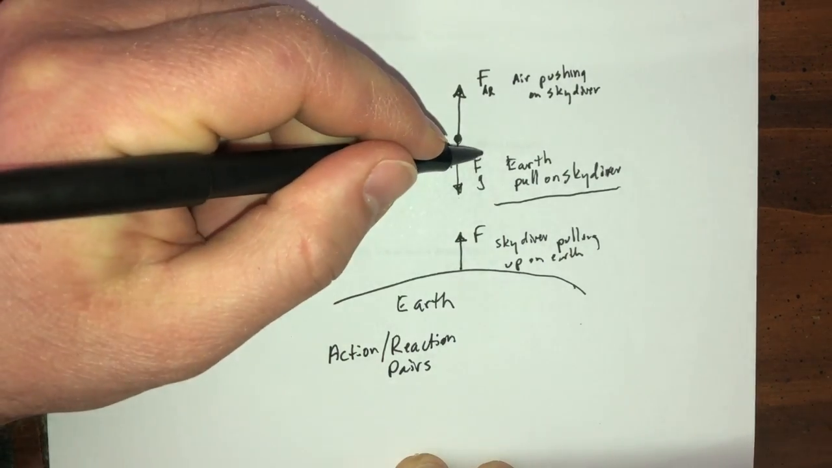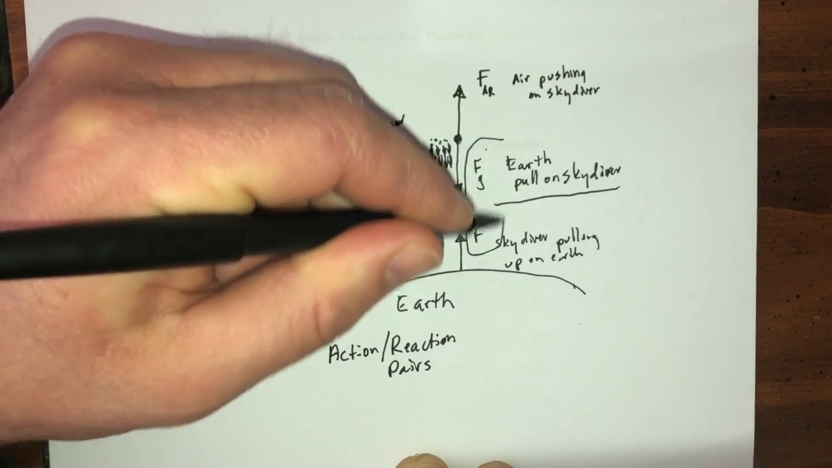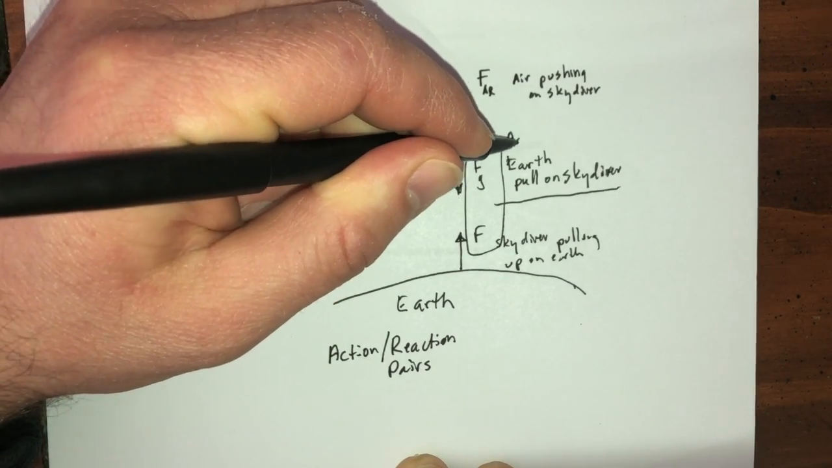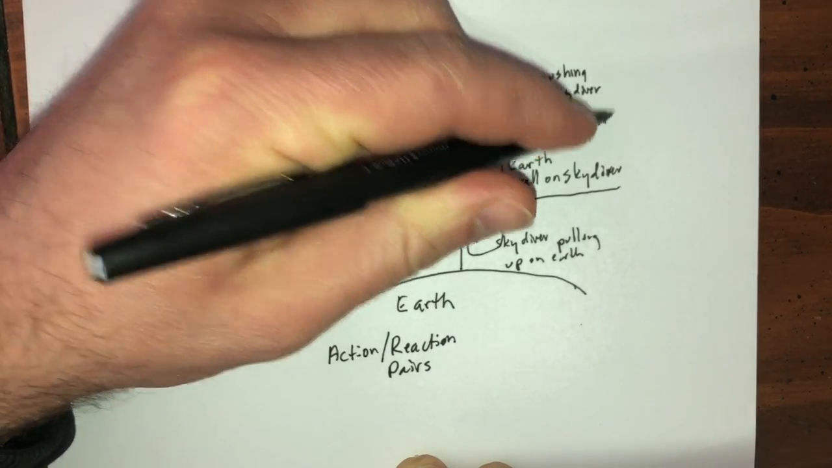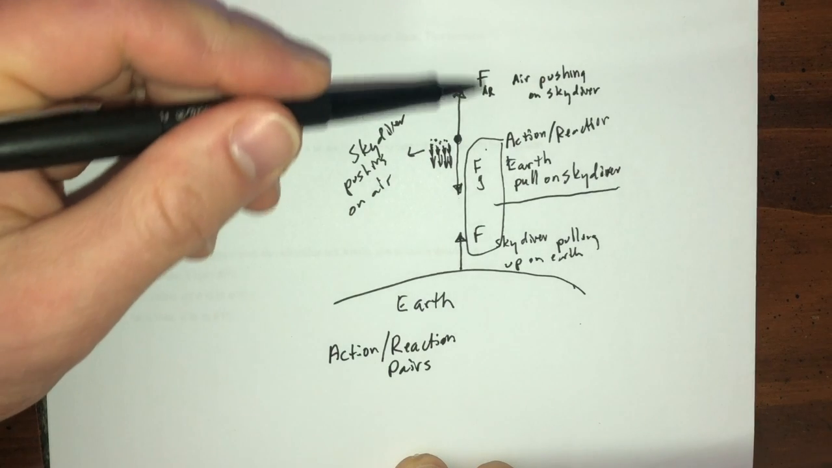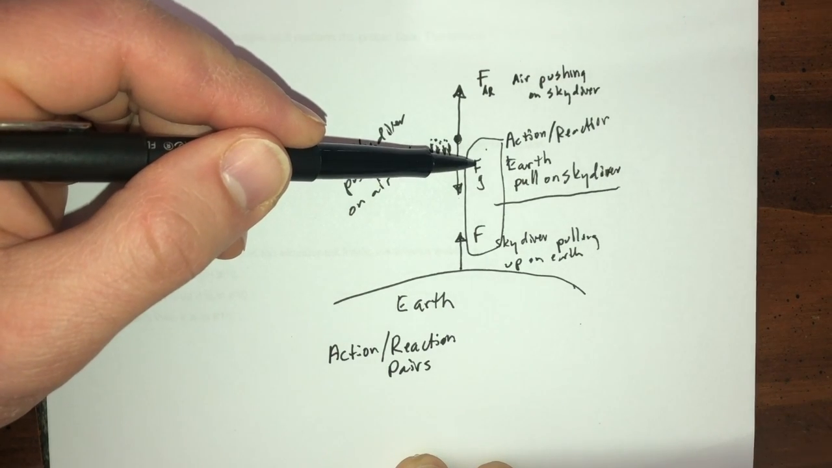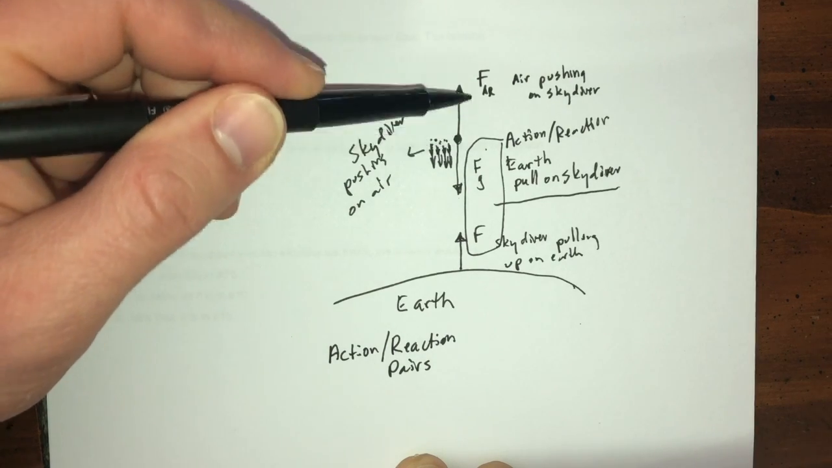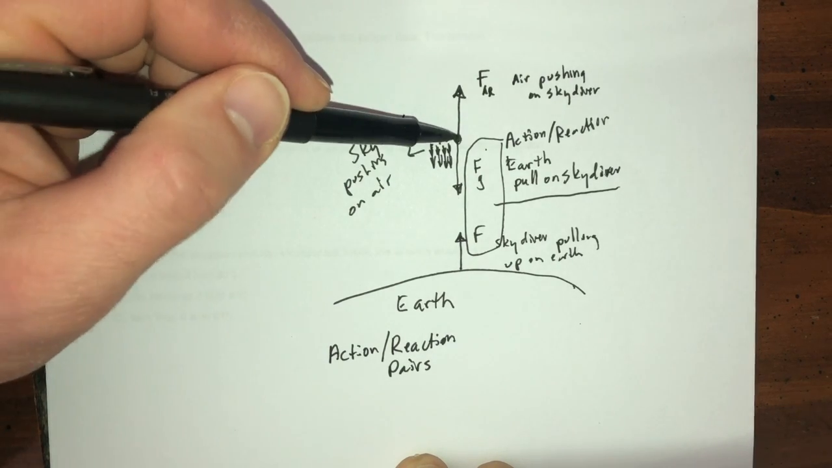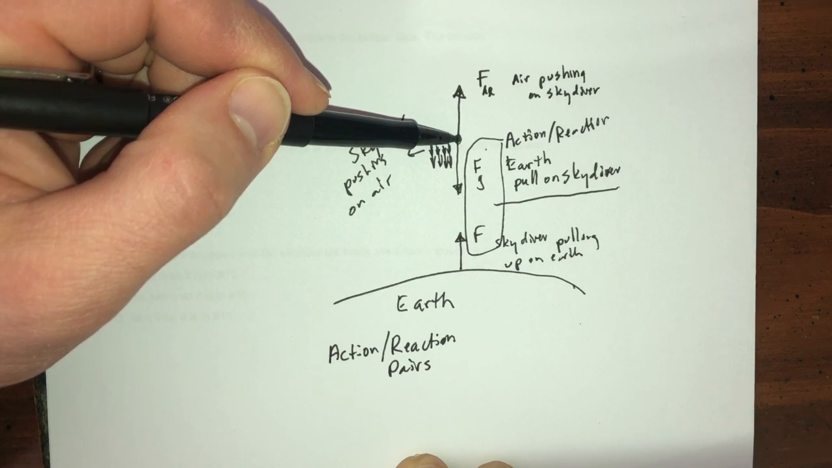So these two forces are action reaction. All right. Now you might say, well, wait a minute, why not air resistance and the force of gravity? They're equal, they're opposite, but they're both acting on the same object.